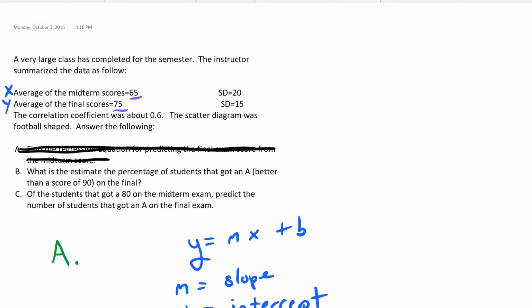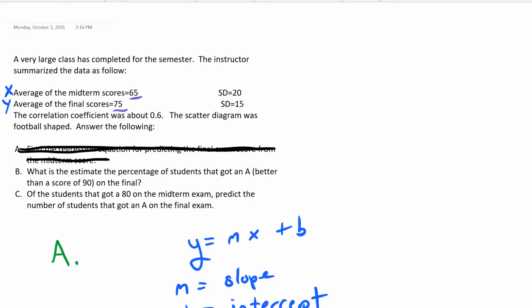The average of the midterm scores was 65, the standard deviation was 20. The average of the final scores was 75, and the standard deviation was 15. The correlation coefficient was 0.6. The scatter diagram was football-shaped, and we want to answer the following. So in part A, we found the regression equation.